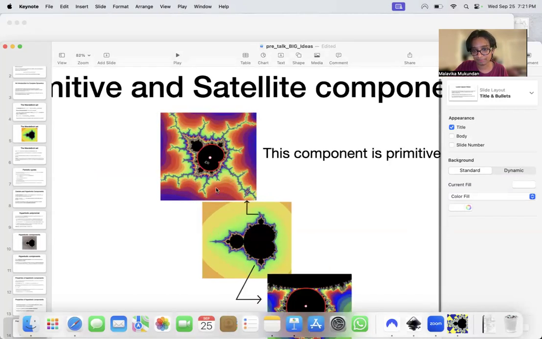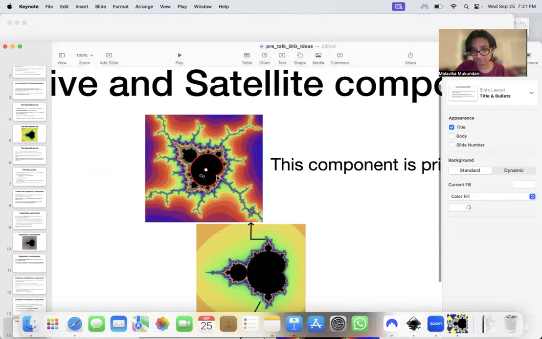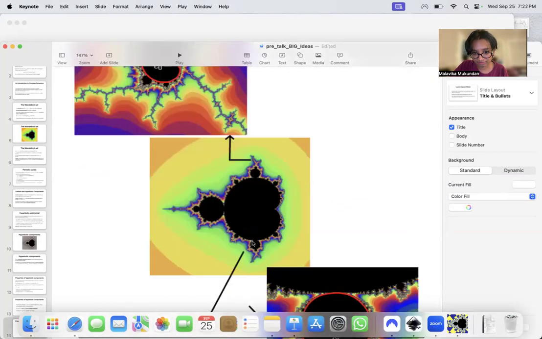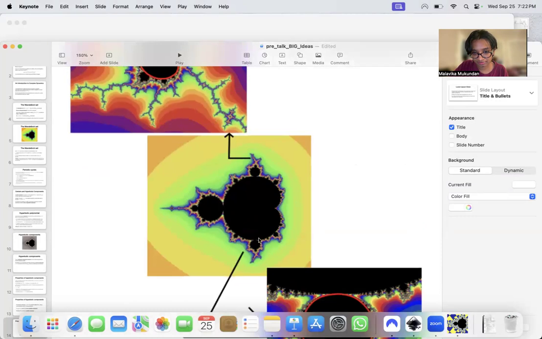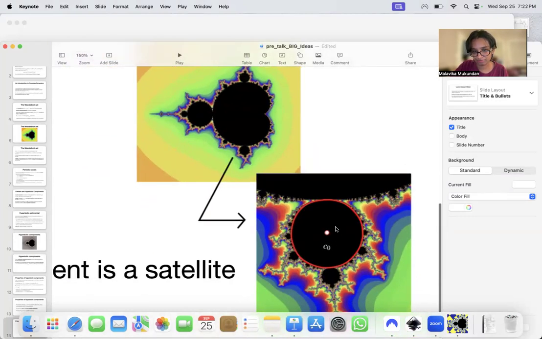This component is called a primitive, and you'll see that it's not attached to any other bigger component. This point right here, the cusp point right here, is the root of this component, and C0 is the center of this component. On the other hand, if you look at this bulb over here and zoom that in, that's an example again of a hyperbolic component. This point C0 is its center. This one, as it turns out, is a component of period 2.